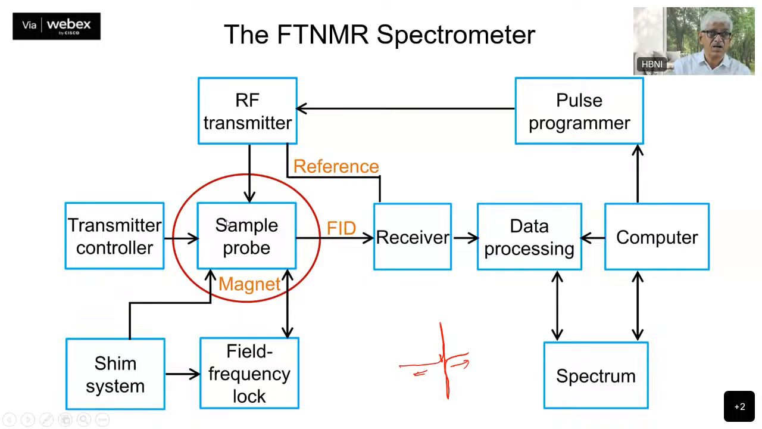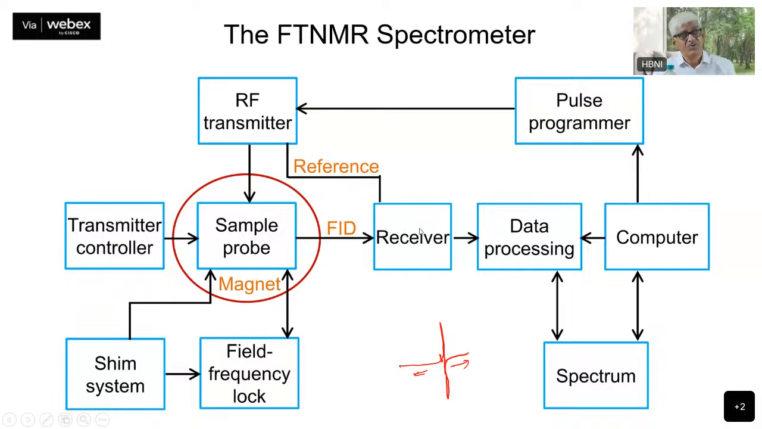Okay, so these are very precise things. And the signal which you collect, of course, on the FT-NMR spectrometer, is not an analog signal. So you don't use an oscilloscope there. You're collecting the signal in a digitized manner. So the signal that you collect will be in a digitized form.